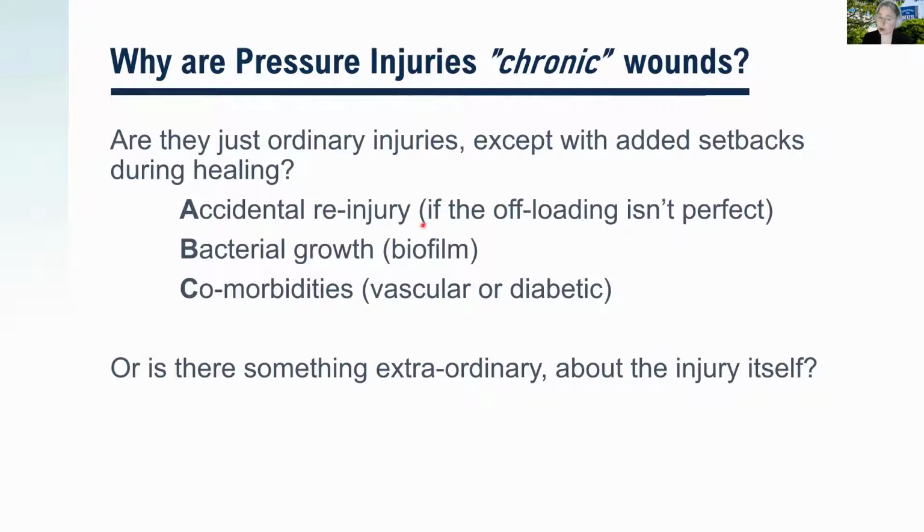Re-injury means reloading the location. The location of a pressure injury is, by definition, where there has been pressure, where an immobile patient rests their weight. And if the patient places their weight back onto the same location, onto the hip or the seat or the heel, then they can get a re-injury. And so that might be part of why they don't heal well. But in this talk, I'm asking whether there's something about the pressure itself, about the form of injury, that can help us get leverage for regeneration.